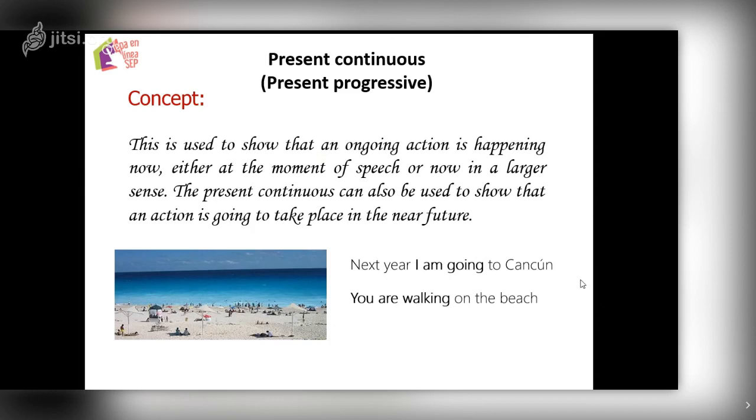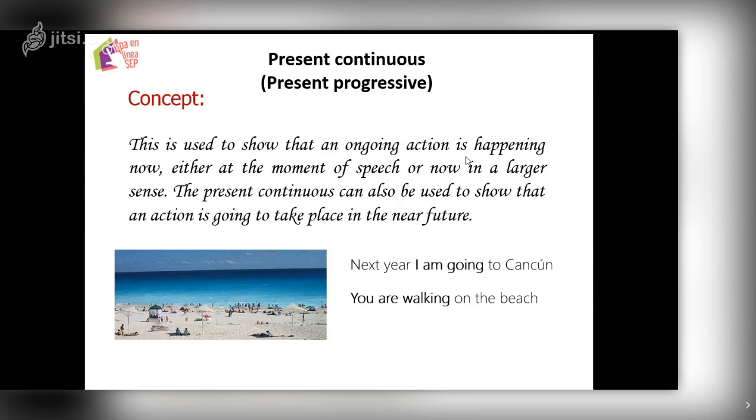Well, we are going to get started with the present continuous, also known as the present progressive. And what is exactly the function, guys? Well, it's very easy because this is used to show that an ongoing action is happening now, either at the moment of the speech or now in a larger sense. The present continuous can also be used to show that an action is going to take place in the near future. Okay, so we have two types of use for the present continuous.